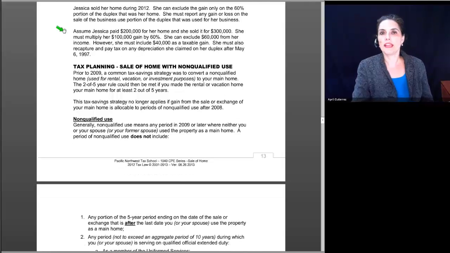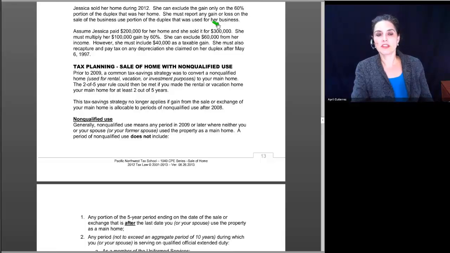So assume that Jessica paid $200,000 for her home and then she sold it for $300,000. That means she has a $100,000 profit or gain. 60% of that gain is not going to be taxable. She's going to be able to exclude it from her income because it's attributable to the personal use portion of her property. But the other portion of the property that was used for business, that 40% portion, results in $40,000 of taxable gain. In addition, we have to assume that if she was doing her taxes correctly, she was figuring depreciation and claiming depreciation each year, and any amount of depreciation that she claimed after May 6, 1997 is also going to be taxable and add to the amount of income that she has to report.